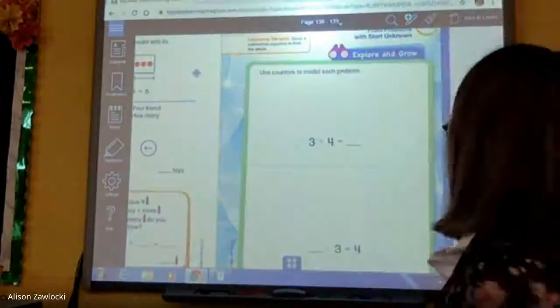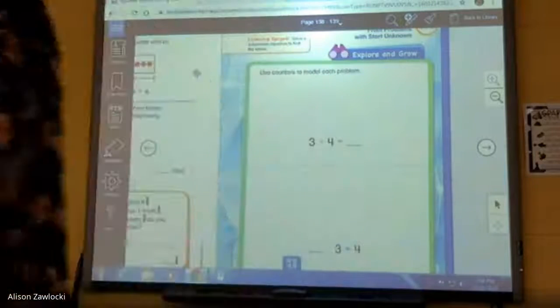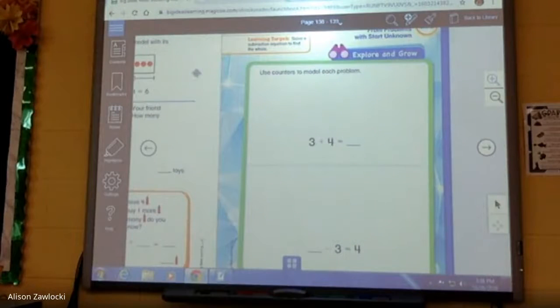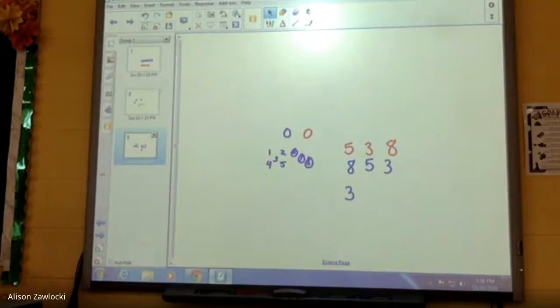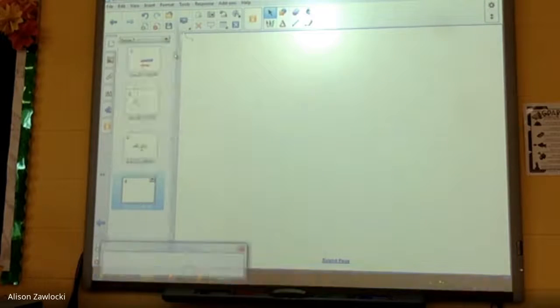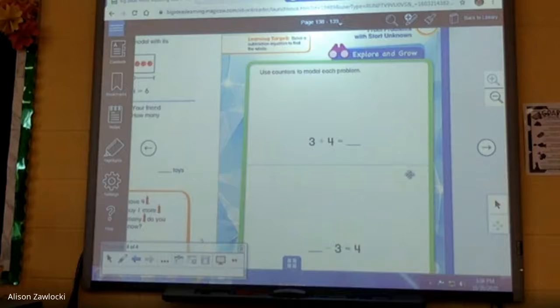So I want you to go ahead and turn to page, let's see what page this is on. Let's turn to page 139. Please grab a pencil and get ready. We're on page 139. You will notice on this page that we have an addition and a subtraction problem, and it tells us to use counters to model this problem.